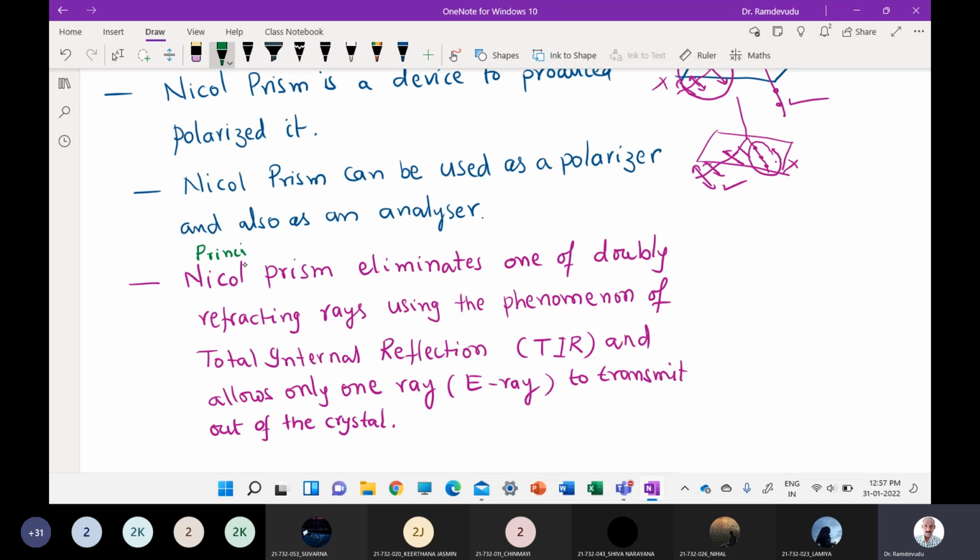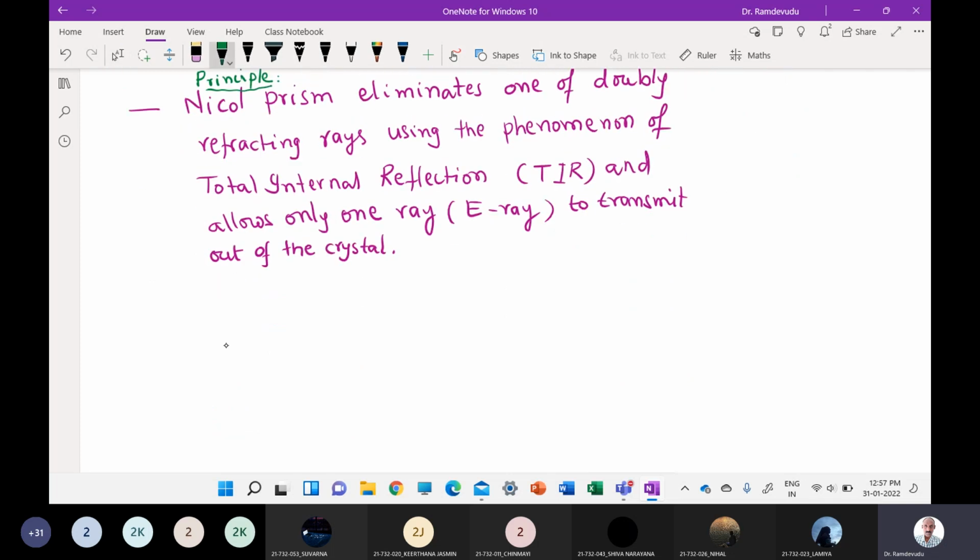Now, in the next class, we'll see the construction and working of the Nicol prism. So tomorrow's class, we'll see the construction of it, how to do the construction of the Nicol prism, and thereby we'll also see the working of the Nicol prism.